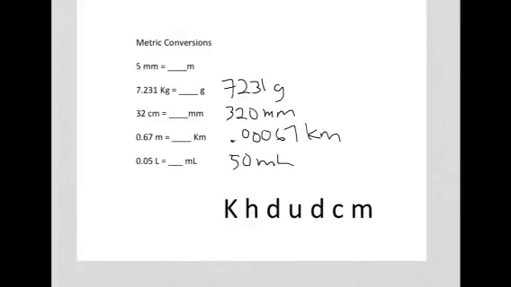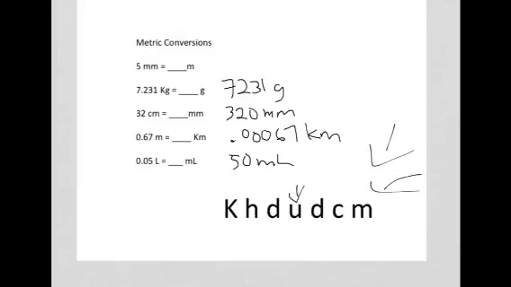Okay, so let's see how you get these answers using the King Henry way. The K, the H, the D, the U, the D, the C, and the M are all short for kilo, hecto, deca, base unit, deci, centi, and milli.